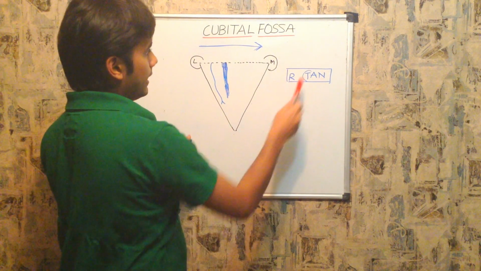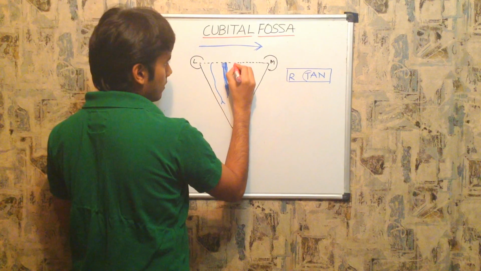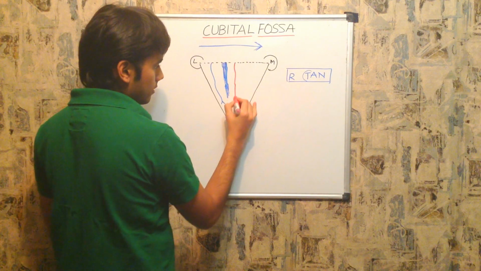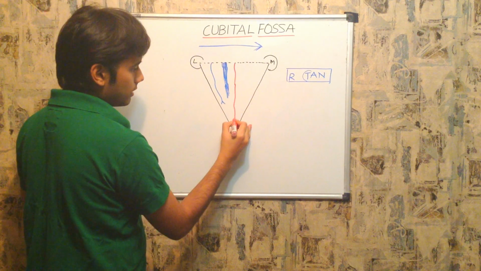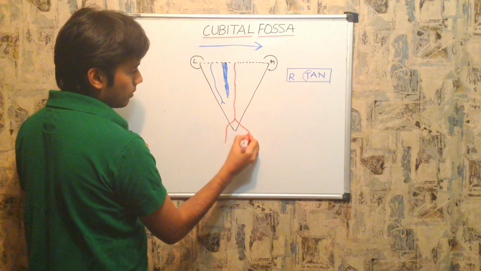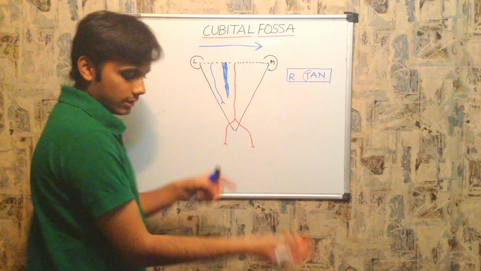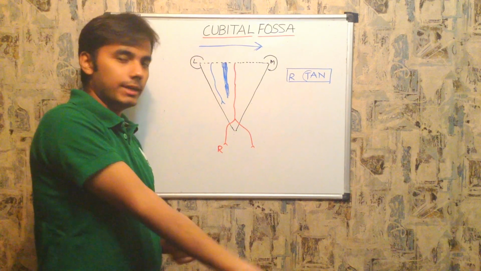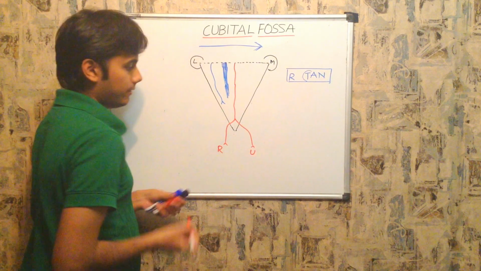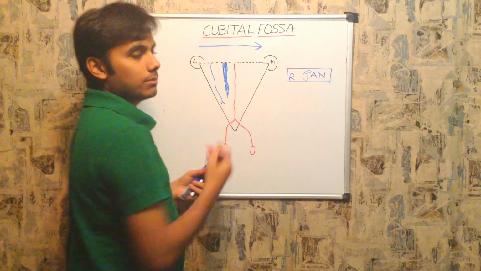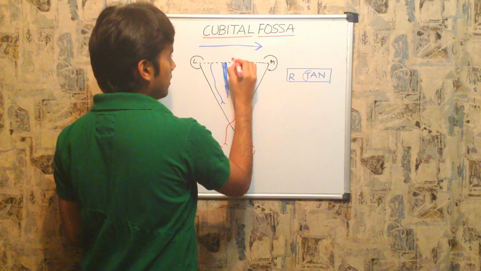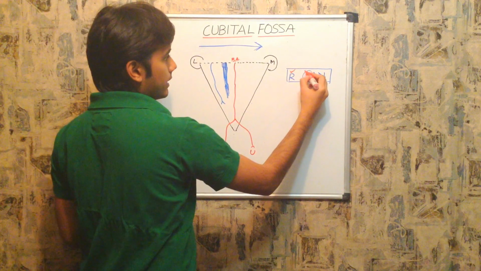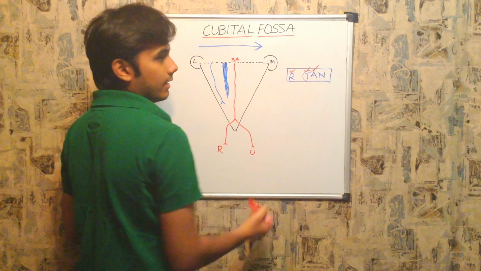So this is the radial nerve and this is the tendon of the biceps brachii muscle. And next you find A, in the sense artery. This artery in the cubital fossa comes towards the apex of the cubital fossa, and here it divides into two. The one that passes laterally is called the radial artery, and the one that passes medially is called the ulnar artery. This artery is called the brachial artery. So the radial nerve is finished, the tendon of biceps brachii is finished, and the artery is finished.